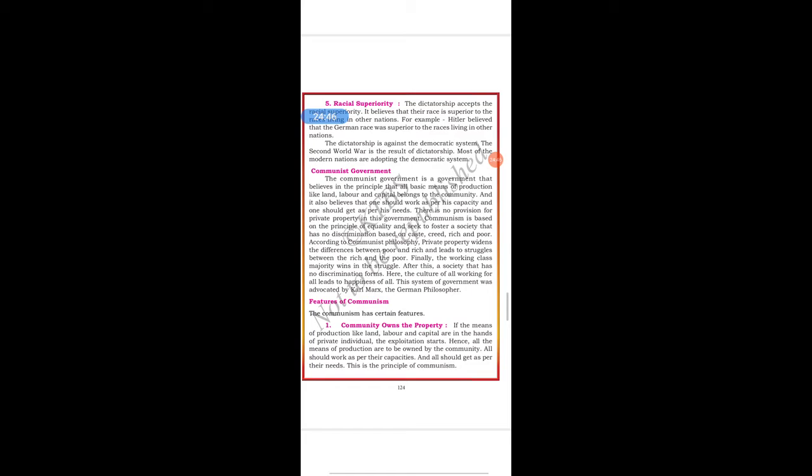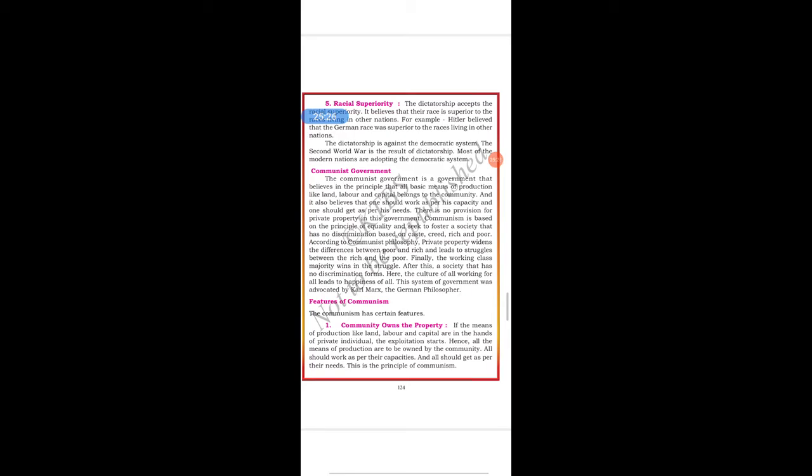The dictatorship is against the democratic system. The Second World War is the result of dictatorship. Most of the modern nations are adopting the democratic system. Students, racial superiority means they give importance to racialism only. Hitler was a dictator, as I showed you in the image, the person of Germany. Hitler believed that the German race was superior to the races living in other nations.